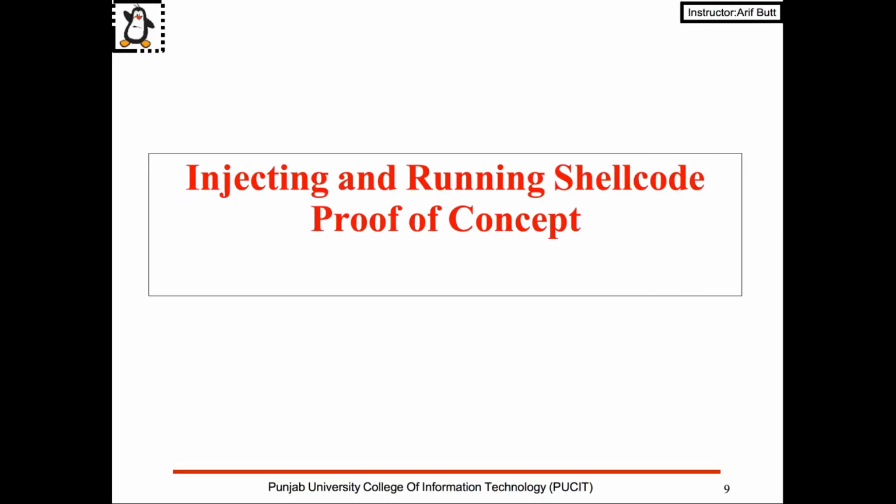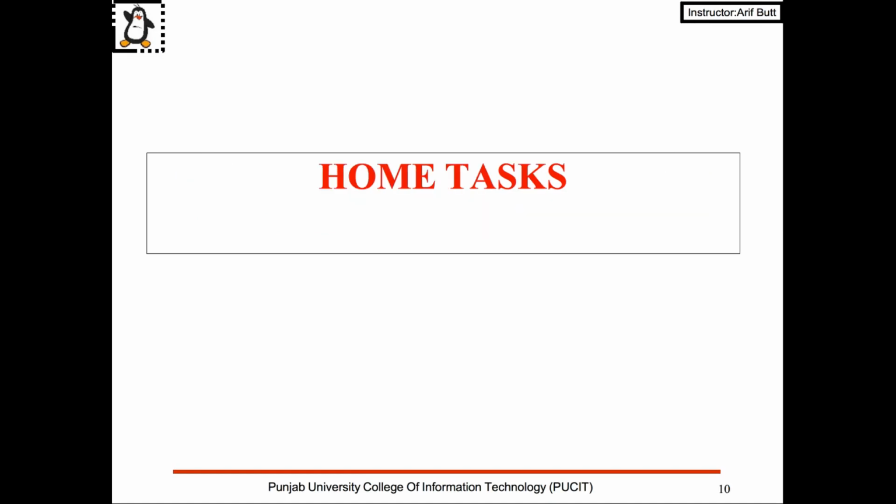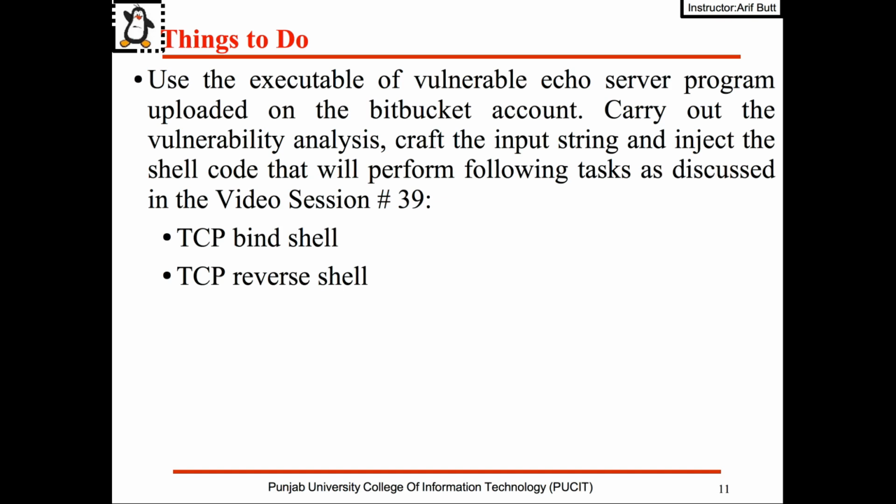Let us fall back to slides again. Okay, finally we have the home task, and the first task is, dear students, I have uploaded an executable which is a vulnerable echo server program on the Bitbucket account. Please carry out the vulnerability analysis, craft the input string, and inject the shellcode that will perform the following task: TCP bind shell creation or TCP reverse shell creation. And we have discussed these two in our previous session as well.